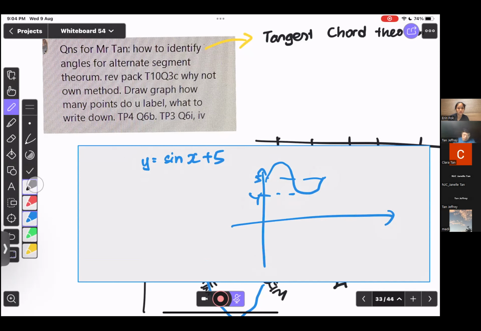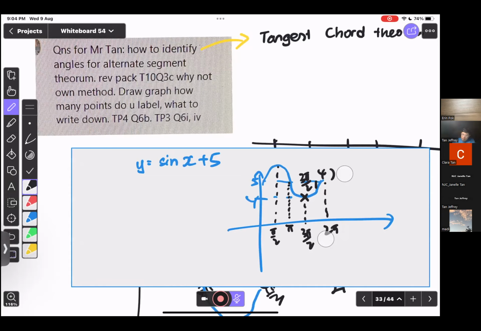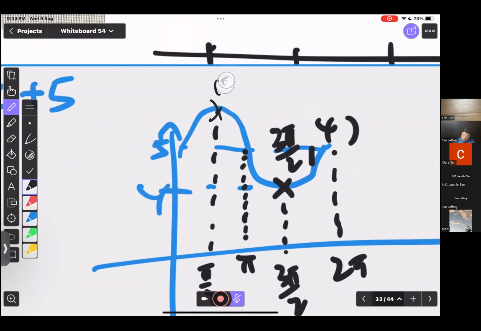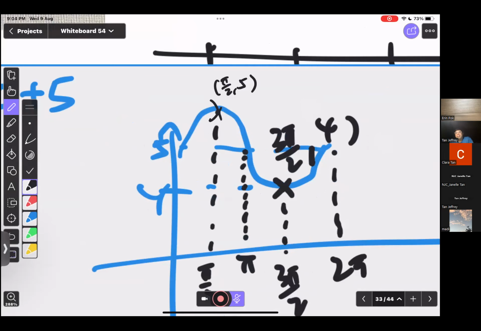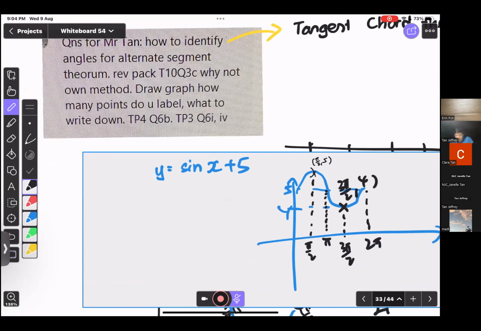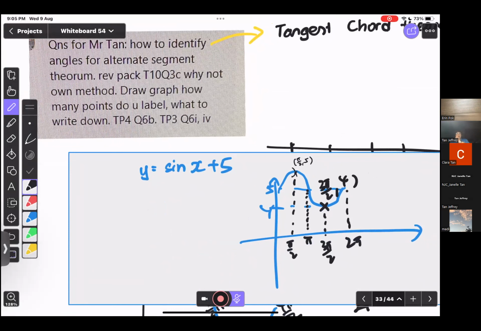But for example here, what will you do? You label down, this is pi. This is pi over 2. This is 3 pi over 2. This is 2 pi. And then you label your turning points: 3 pi over 2, 4. Here, pi over 2, 5. Something like that. Is it a must to label the coordinate of the turning point for every graph?